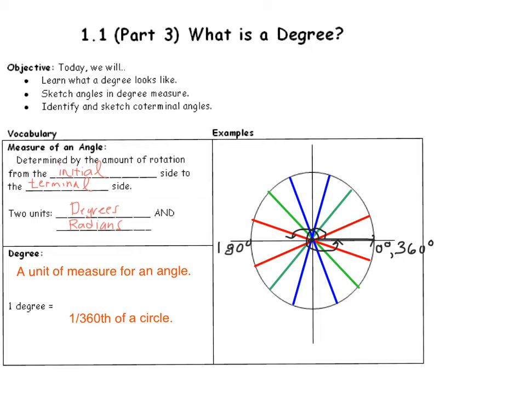What if I just went up here? What if I just spun it up there? I only went to that positive y-axis. What would that rotation be? 90. Nice, nice. So we have 0, 90, 180. What about the negative y-axis?